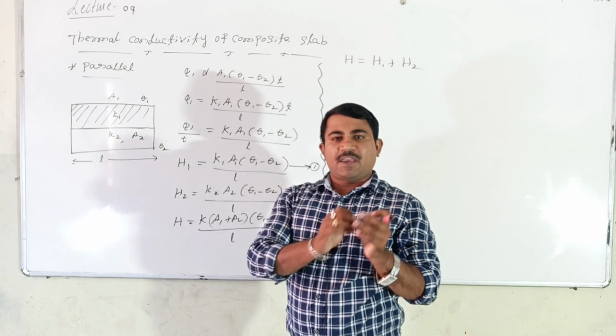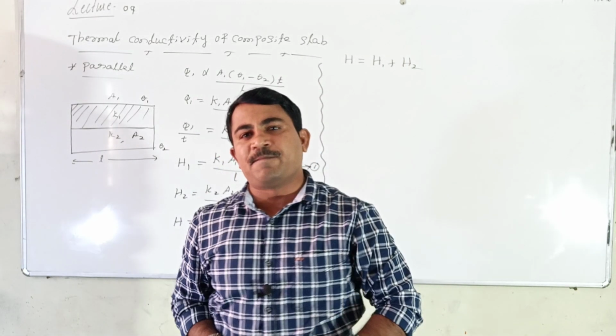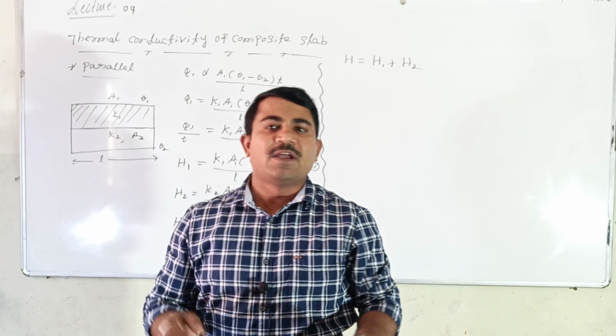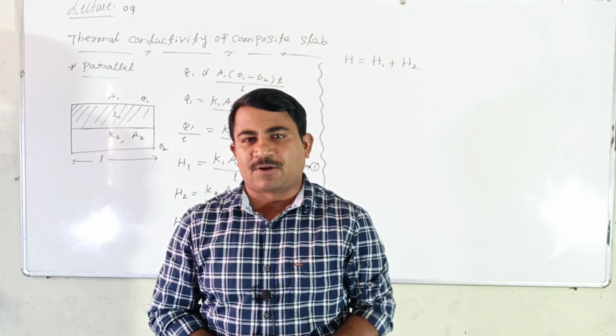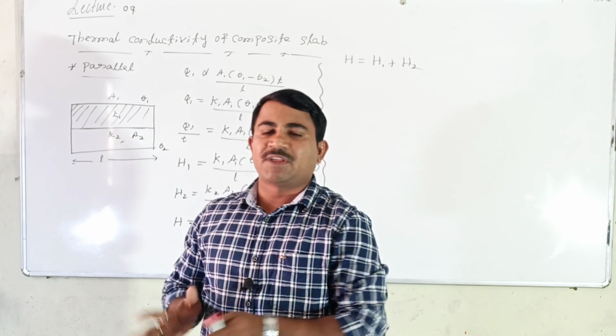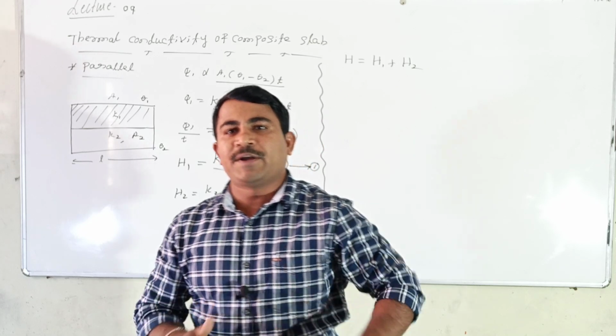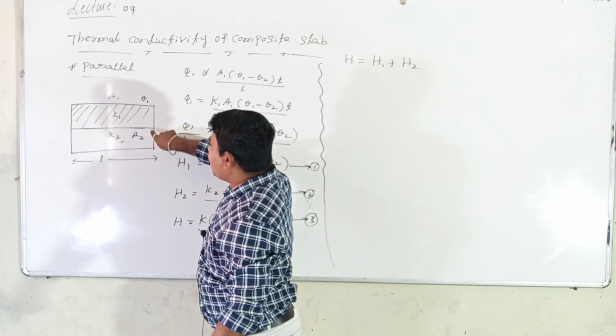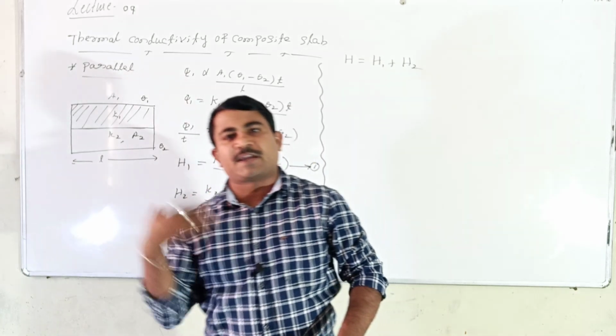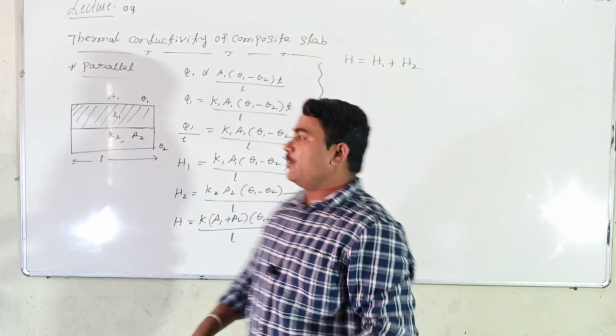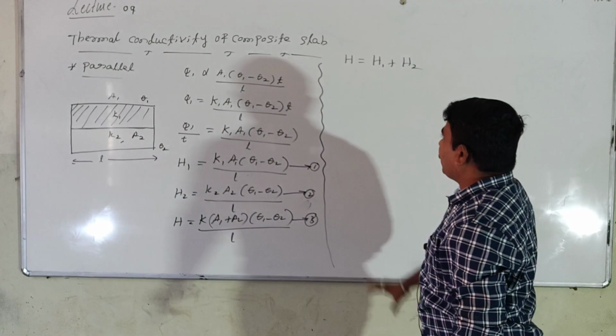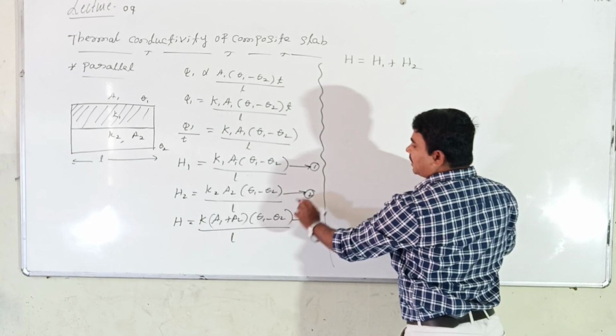Remember this. In series combination there was a common temperature theta, but in this case there is no common temperature across the junction. Here there is no common temperature because they are connected in parallel. Now from equations 1, 2 and 3, what are you getting? Equation 3 is nothing but H.